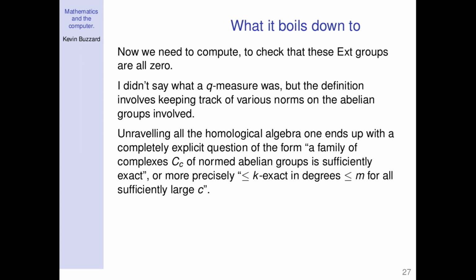And by exact, I don't mean exact, I mean a bit more than exact. I mean that if something is in the kernel of D, then it has to be in the image of D, and furthermore, the norm of the thing that it's the image of must only be like k times bigger than the norm of the original thing that had kernel equal to 0.